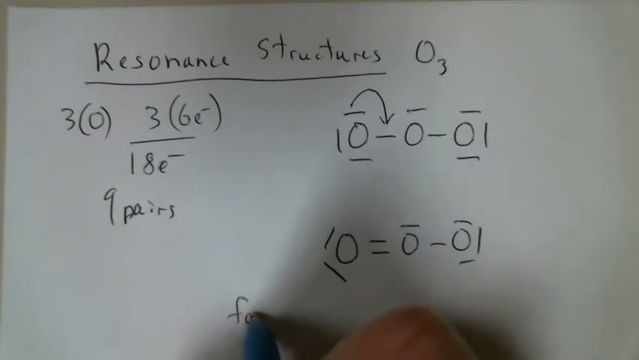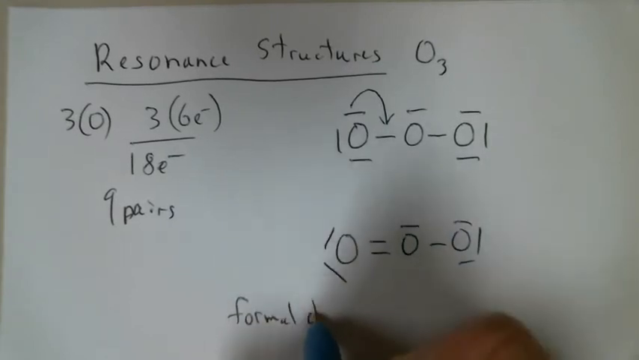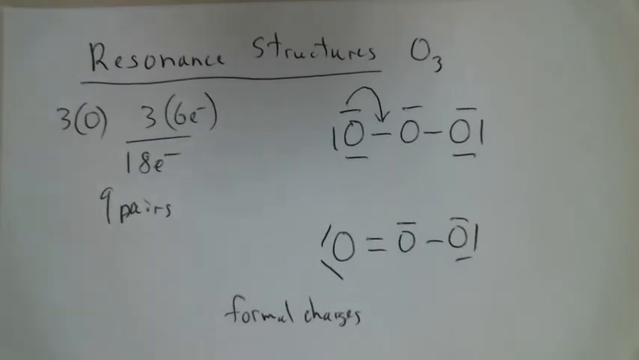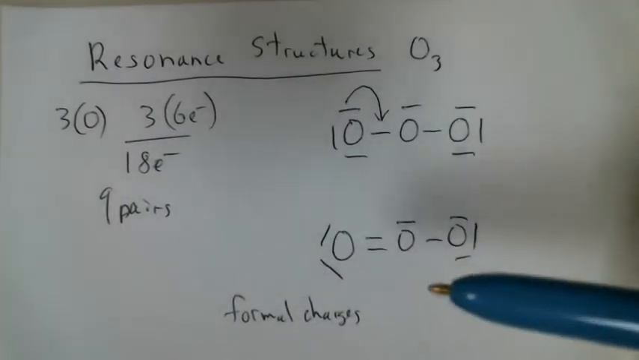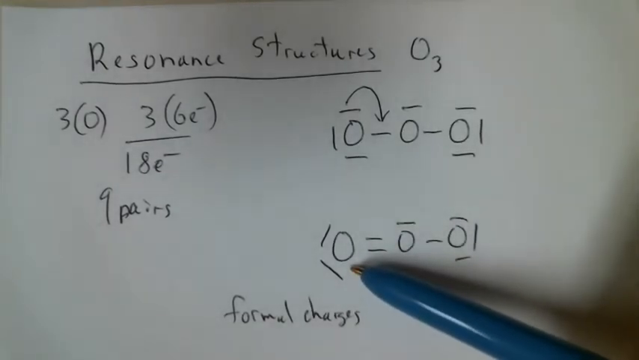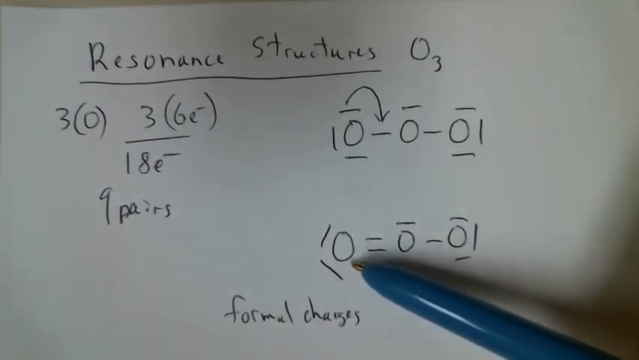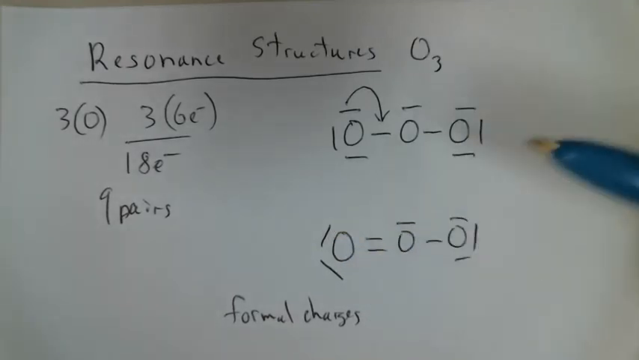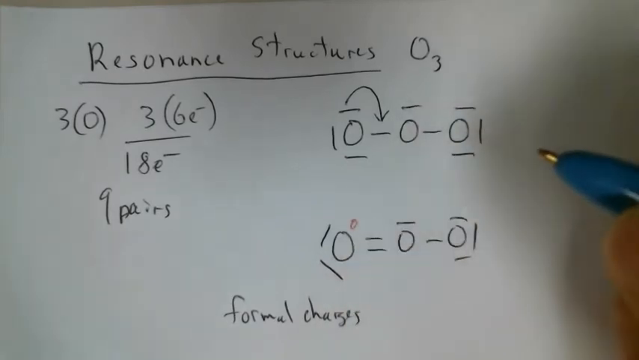So I'll just write them. I guess I can write them right on there with red ink again. So oxygen's in group 6. It's supposed to have 6 valence electrons. What's the formal charge on this oxygen on the left? It's supposed to have 6. It has 2, 4, 5, 6. That's a formal charge of 0.